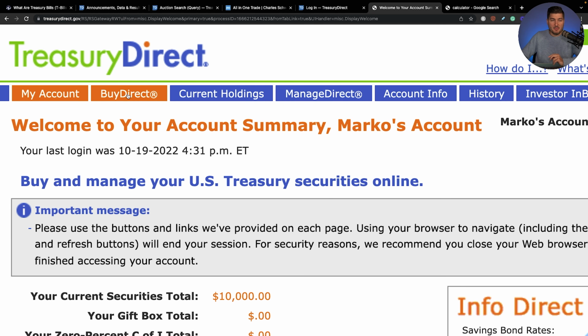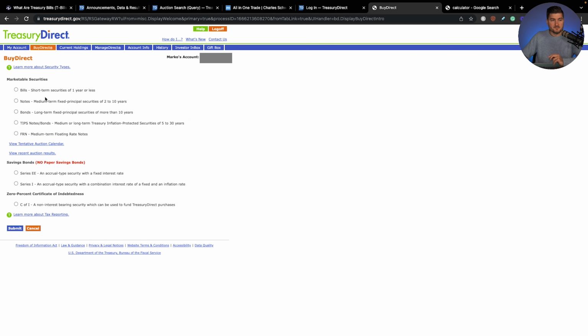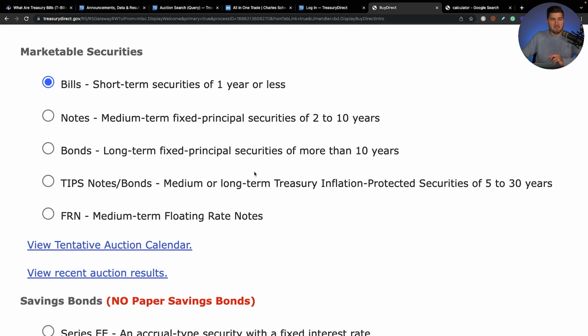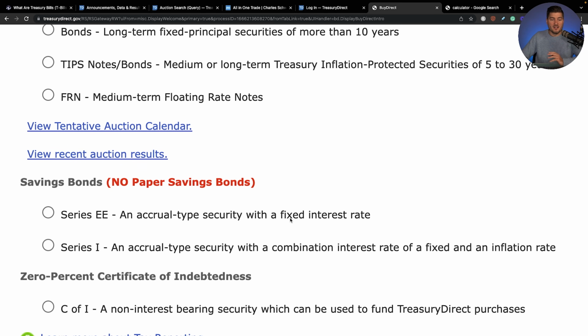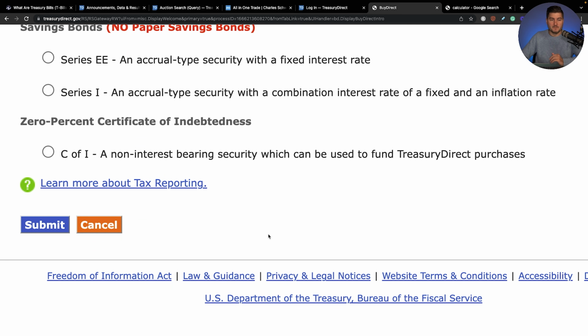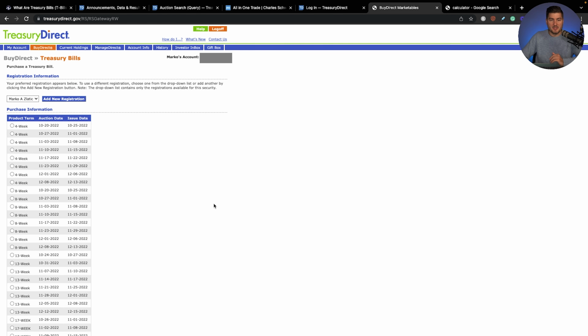So if you do want to buy T-bills, okay, you just click on Buy Direct. You click on bills. Remember, these are short-term securities of 1 year or less. Then you have notes, which are 2 to 10 years. Then you have bonds, which are more than 10 years. You have TIPS, Treasury Inflation Protected Securities. And then you have FRNs, floating rate notes, Series E bonds. Here's a Series I bond. But for the scope of this video, we're buying bills.